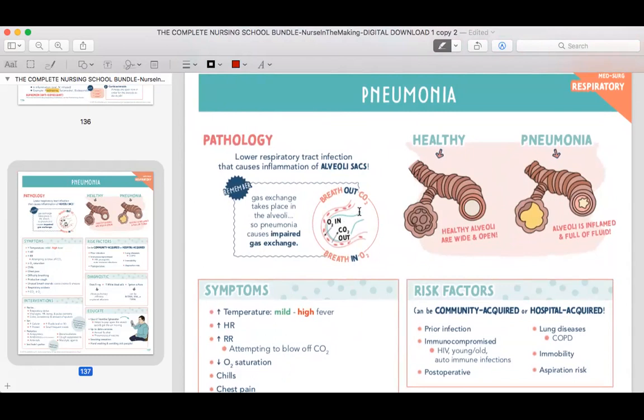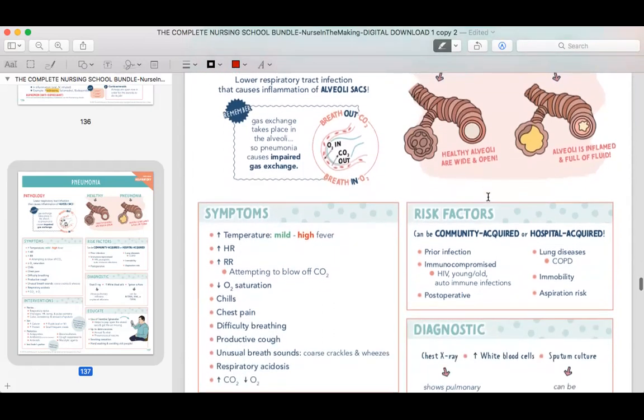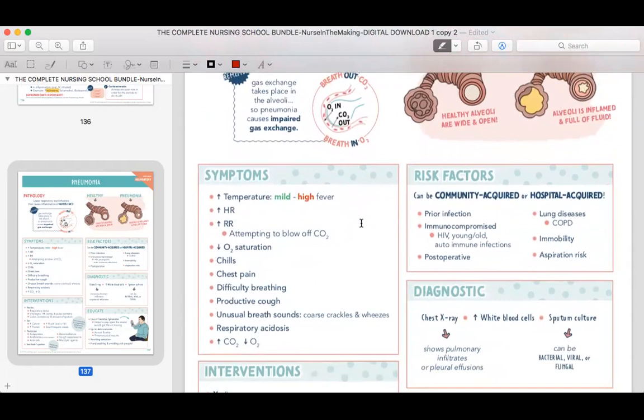So here you breathe out CO2 and you breathe in oxygen, right? But it's impaired now. So signs and symptoms, you definitely need to know: mild to high fever. Respiration rate is going to be increased. Saturation rate is going to be decreased. Chest pain for sure. Difficulty breathing, productive cough. Crackles and wheezes for sure. You have to know that one.